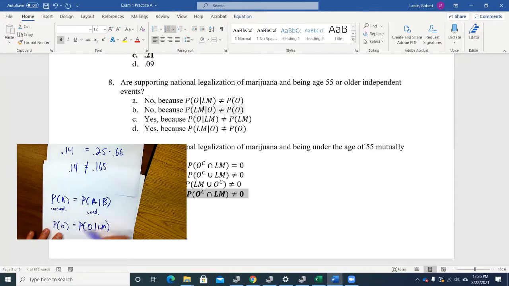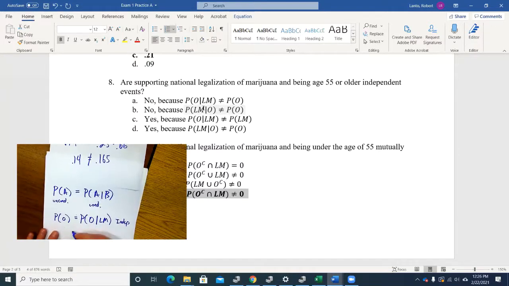If that holds, they're independent. If it doesn't hold and they're not equal, we would say that they are dependent, or not independent. Anytime we're checking for independence, remember, it has to be the probability of the thing on the left side of our conditional line. So this first part of my conditional probability should match up with whatever that unconditional probability is. So this one makes sense. I don't know if it's the correct answer yet, but at least it makes sense.